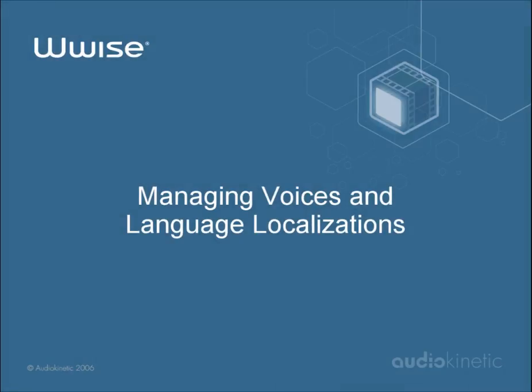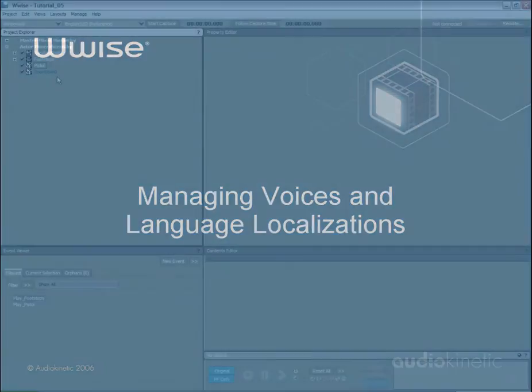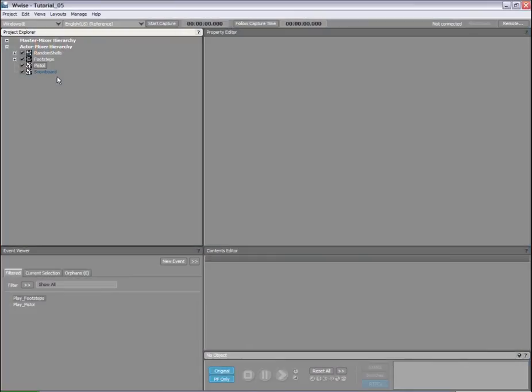Hello! This tutorial demonstrates how voices and language localizations are managed in Wwise. The first important element is to differentiate sound SFX from sound voice objects. In the previous tutorials, new sound objects were created in Wwise using drag and drop. By default, these sounds are created as sound SFX objects.